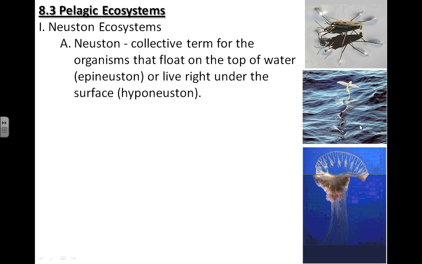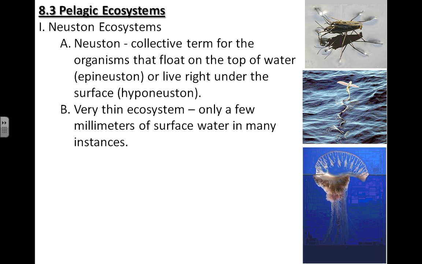They are always near the surface, and sometimes they jump out of the surface, as you can see in that picture. So Neuston are kind of, not all of them are planktonic, as you can see with the flying fish, but they tend to float near the surface. This is a very thin ecosystem. In some cases, it's only a few millimeters of surface water because it's right at the surface.